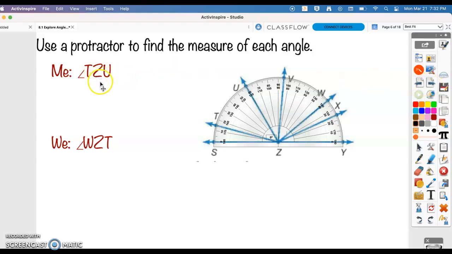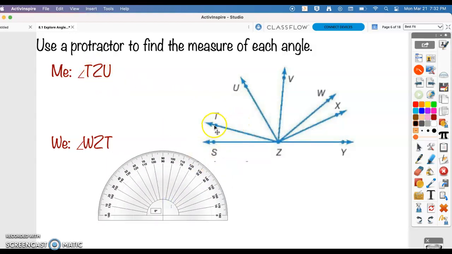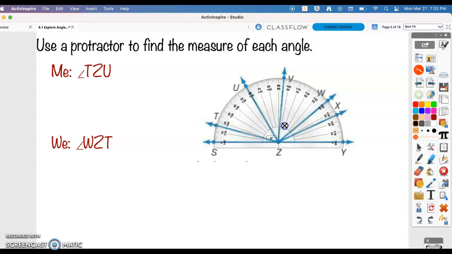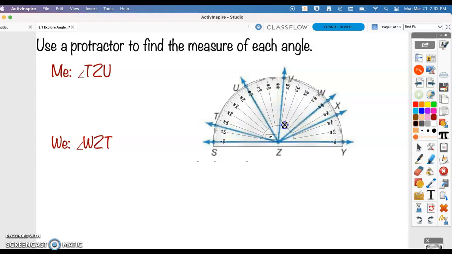Now we're going to look at TZU. So again, I'm going to move this over here. So TZU is this section right here. And you're going to notice that you're looking at an angle that isn't down here on the bottom, so we're going to have to rotate that protractor a little bit. I'm still going to line up that dot right there in the middle.